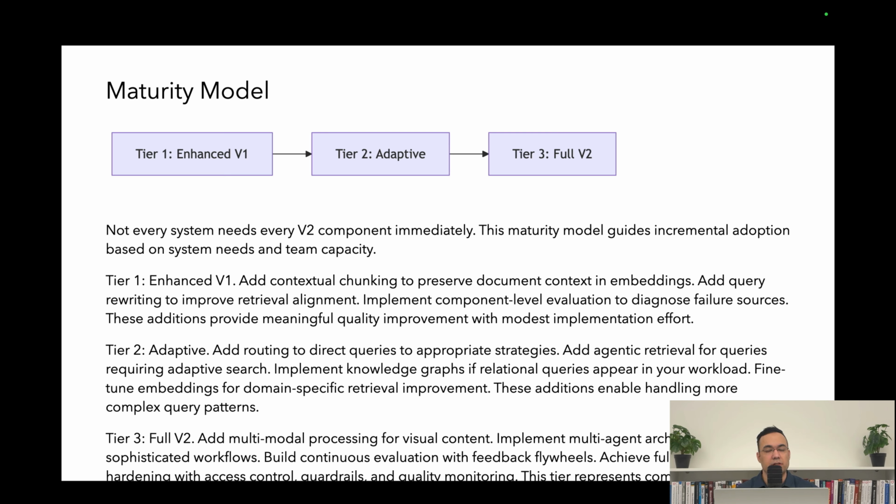Progression should be evaluation-driven. Measure the quality, identify the limiting component, implement the capability that addresses the limit, measure the improvement, and repeat. Avoid premature optimization. Implementing Tier 3 when Tier 1 suffices will waste resources, so it really depends on your use case.